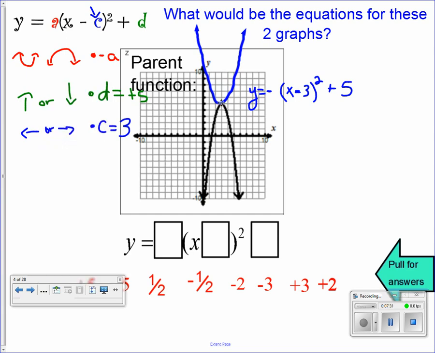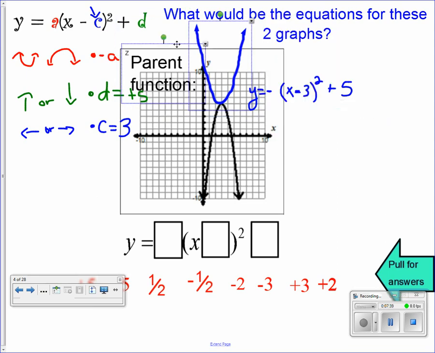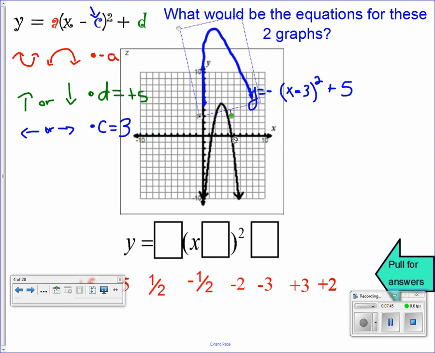And it looks like I forgot to rotate my parabola or flip it upside down. So let me do that. Or flip my parent function, I mean. There we go.